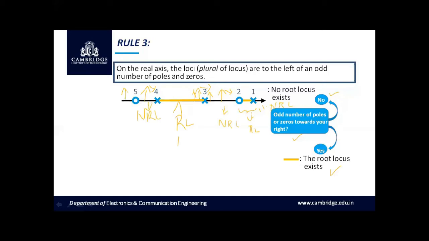Now let us assume that you are at this location and look towards your right side. Ask the same question once again. Are you able to see any odd number of poles or zeros towards your right? Yes, I can see 5 poles and zeros towards my right. Hence, root locus exists to the left of an odd number of poles and zeros. And this is how you have to highlight the existence of root locus on the real axis. Let us take a few more examples and justify the statement.